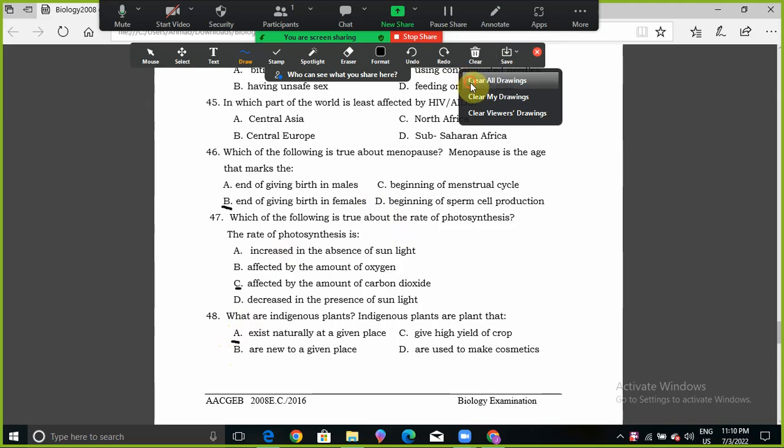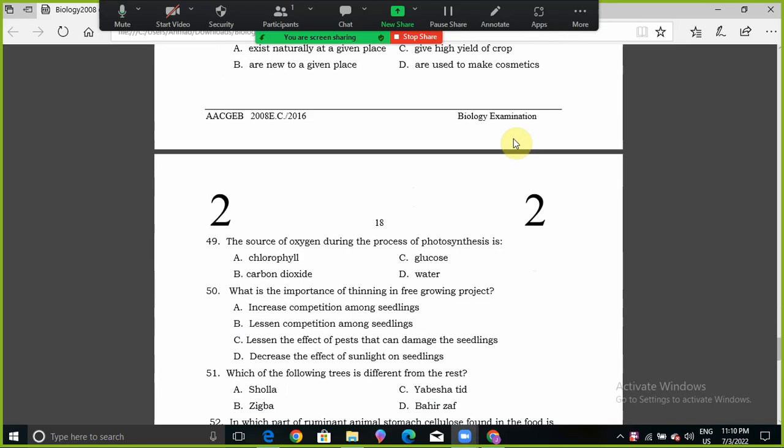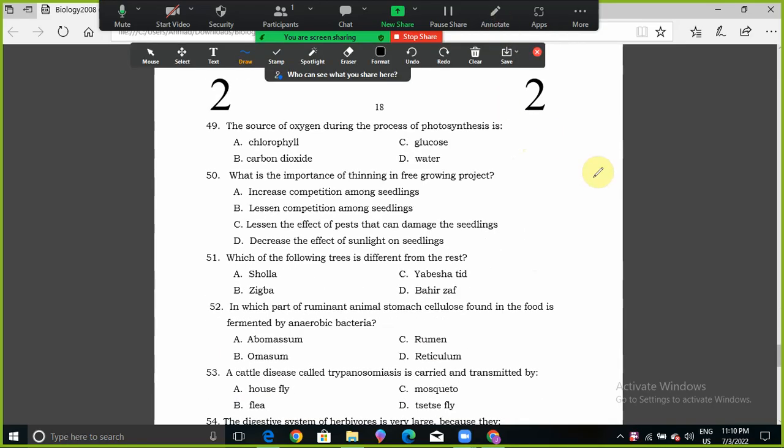Now in question number 49, it says the source of oxygen during the process of photosynthesis is chlorophyll, carbon dioxide, glucose, or water. The source of oxygen during the process of photosynthesis is, of course, carbon dioxide, because they will produce oxygen for us. So the correct answer for question number 49 is B.